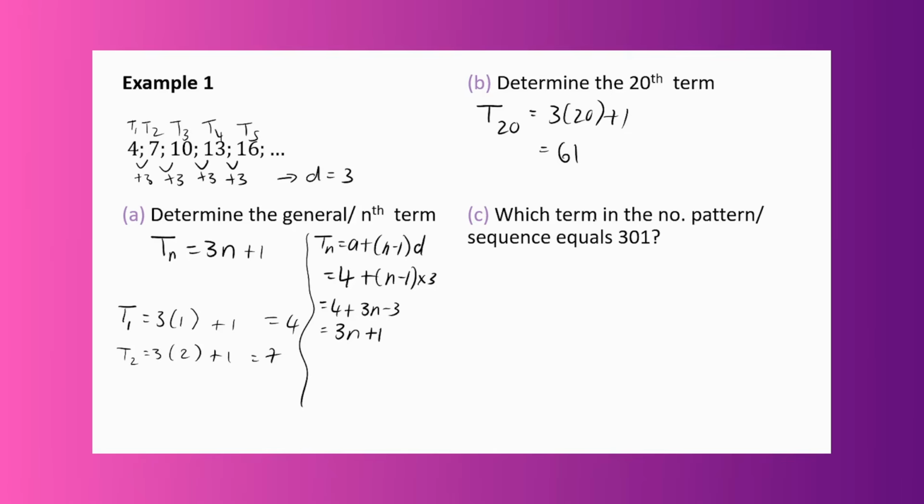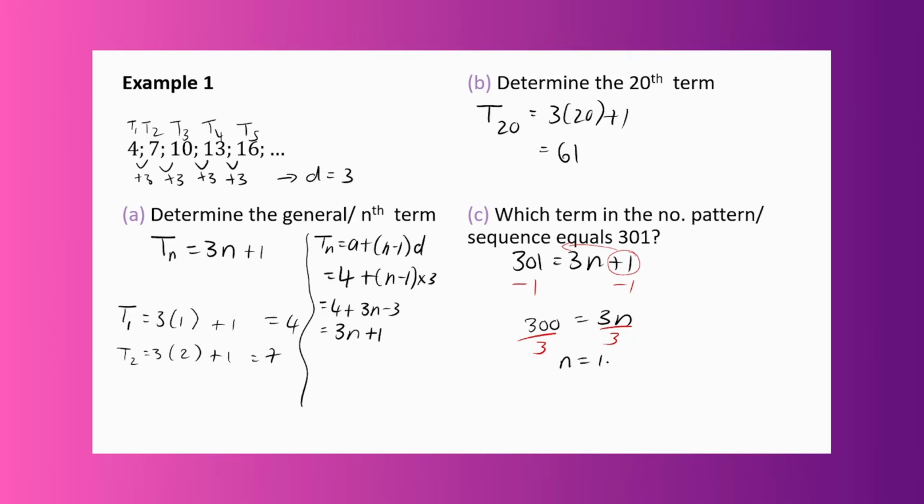And then finding out which term in the number pattern. I say the number pattern slash sequence because they use the two interchangeably. We'll get more into the logistics of it next year. Anyway, which term is equal to 301? So they want you to find n, and they gave you the answer, the y value. So they gave you the Tn. So you say 301 is equal to 3n plus 1. You need to get this plus 1 to the other side so you can solve for n. So we minus 1, and then to just get n, we divide by 3.